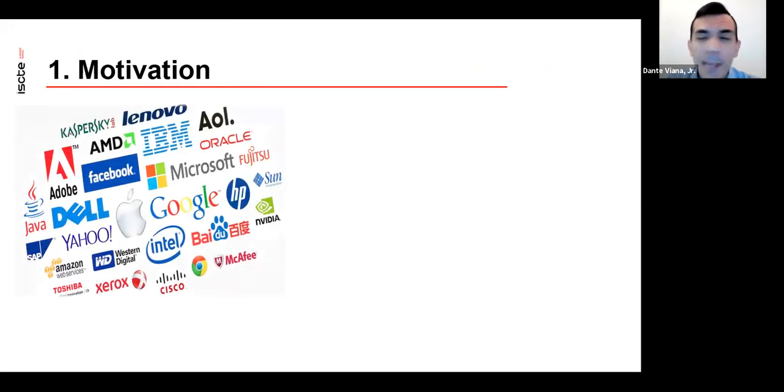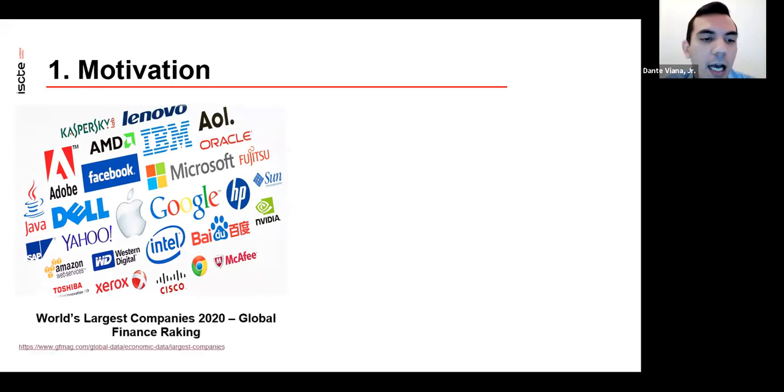So many of you know for sure some of those companies: Google, Apple, Facebook, and others, because they are basically in our daily life. We consume the products of those companies and the services of those companies, and they usually operate on an international basis, and they are here because those companies are among the world's largest companies in 2020 according to the Global Finance ranking.